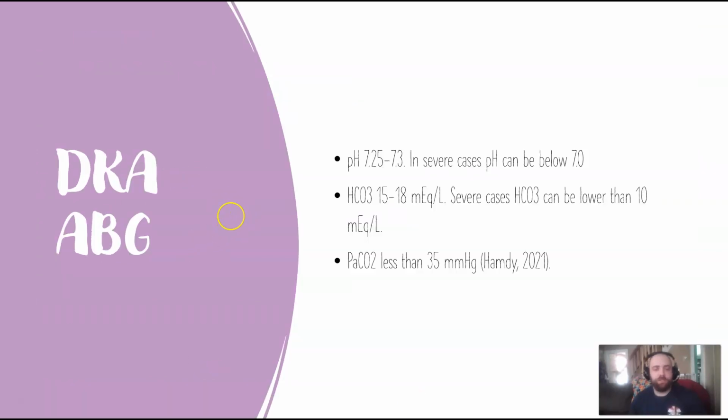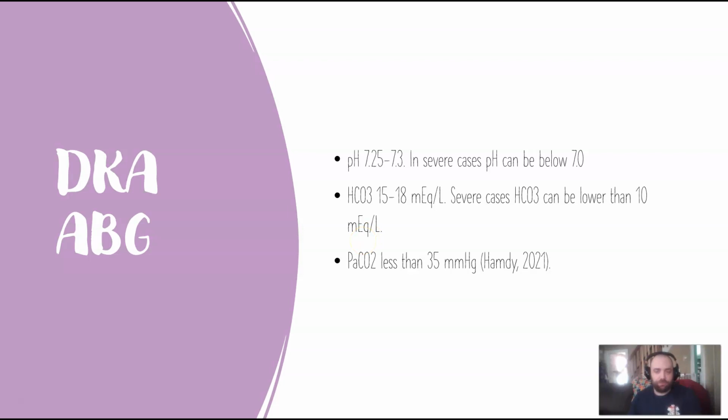So in DKA, what are you going to see as far as your ABG results go? That's going to be a pH of 7.25 to 7.3. In severe cases, it can be even lower than that, below 7.0. A bicarb of 15 to 18, and in severe cases, below 10. And a PaCO2 of less than 35.